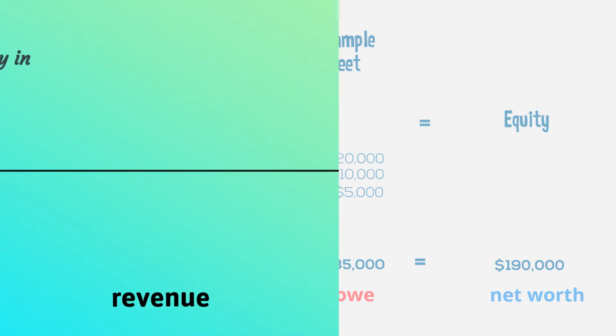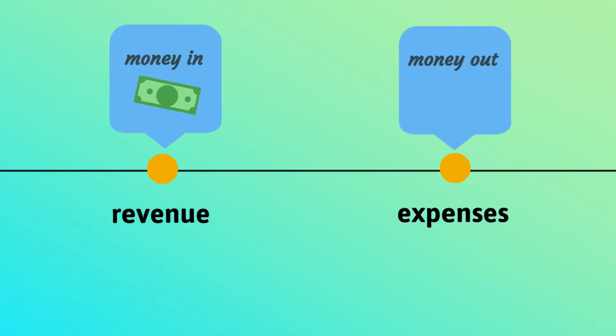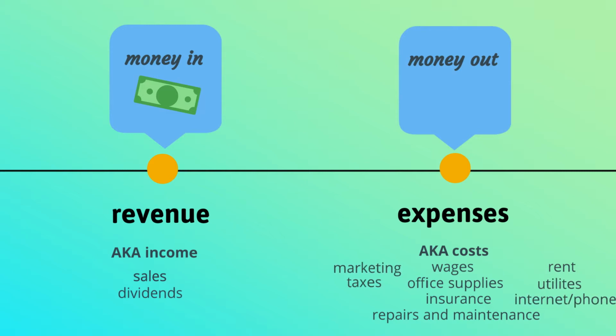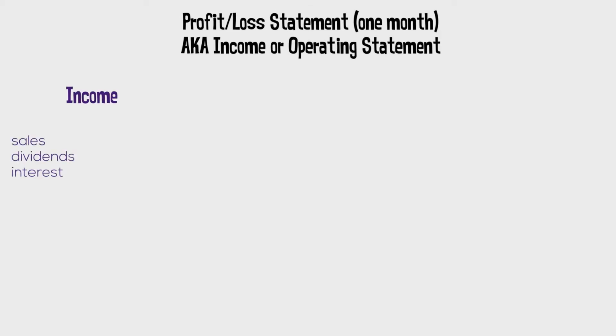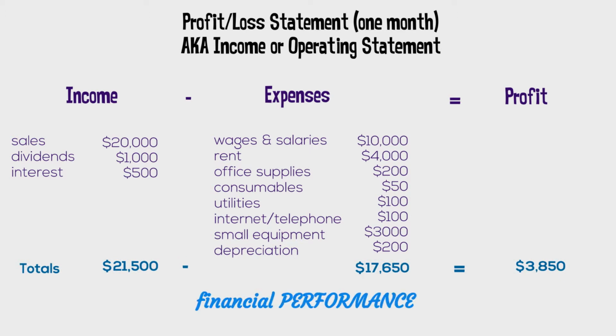There's 2 remaining elements: revenue and expenses. Revenue is what you earn, your sales, dividends, etc. Whereas expenses are the costs of doing business. Wages, insurance, office supplies, rent, it goes on. These 2 elements, revenue and expenses, make up the profit and loss statement, also known as the income or operating statement. This statement details the financial performance of an organisation.